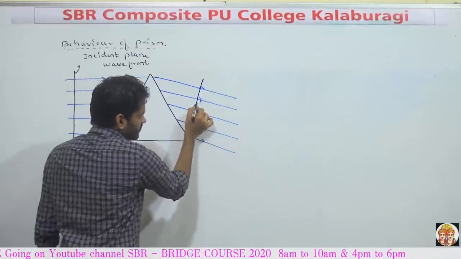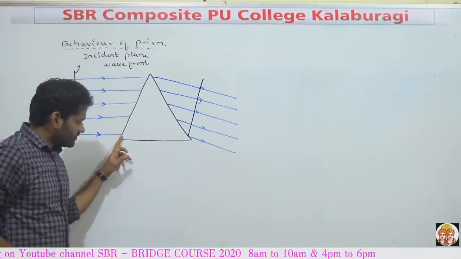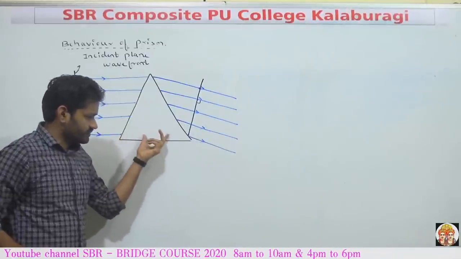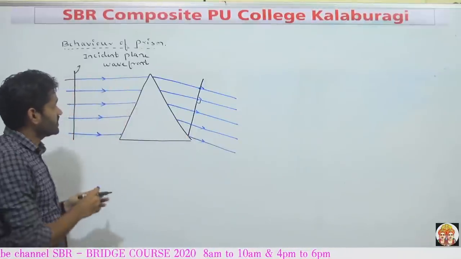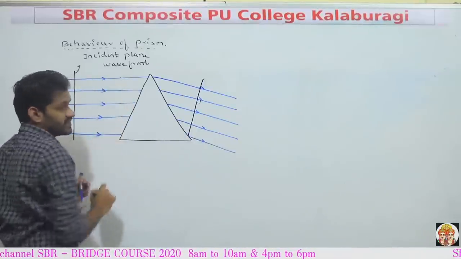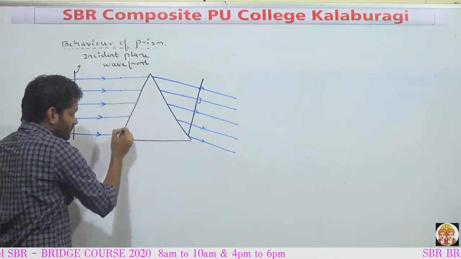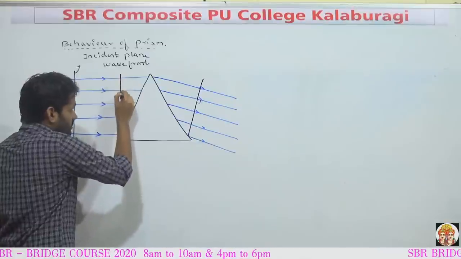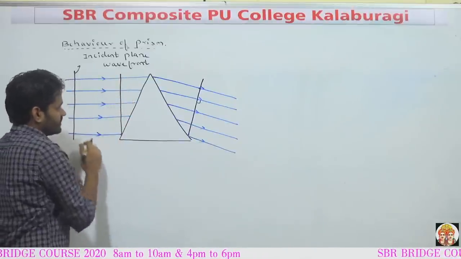The wavefront is perpendicular to what? The ray. Yes. When this point crosses the bottom of the prism at this point, whatever particle is there, this particle and this particle are in the same phase, so you will get a wavefront over here. Correct? This is the wavefront. The wavefront is going.